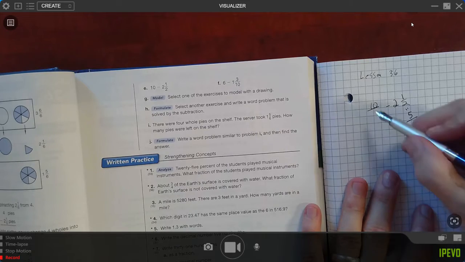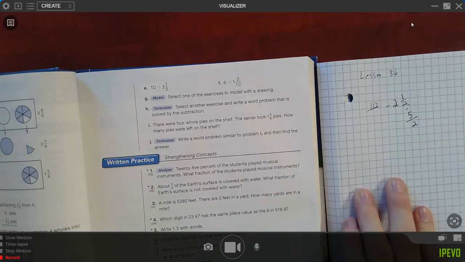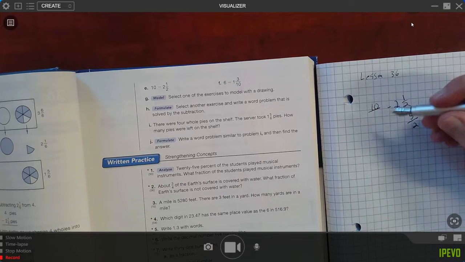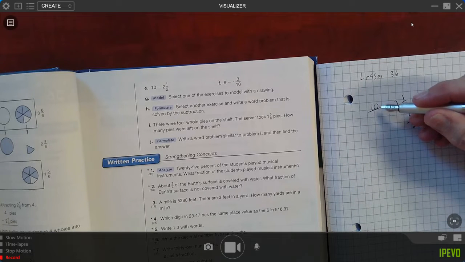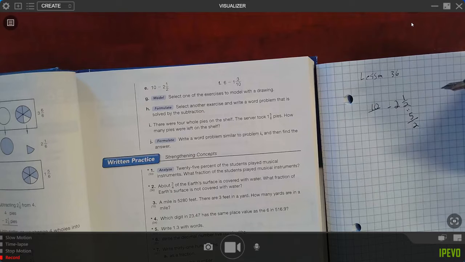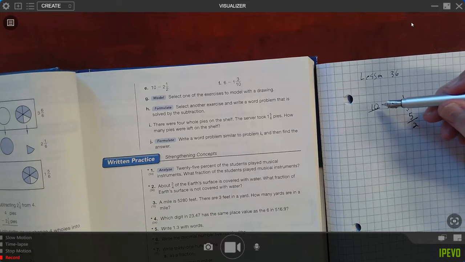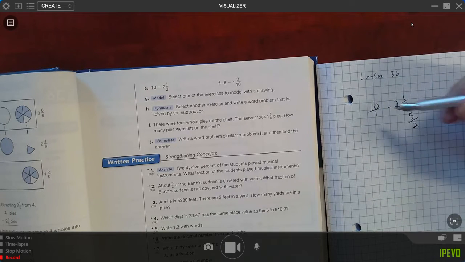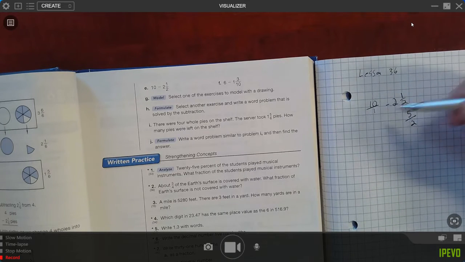Now let's turn 10 into halves. Well, 10 halves is essentially, we're going to have to do it where we want it to have the same bottom here. So normally it's 10 over 1, right? That's the fraction that it normally has. In order to compare these, they need to be the same.